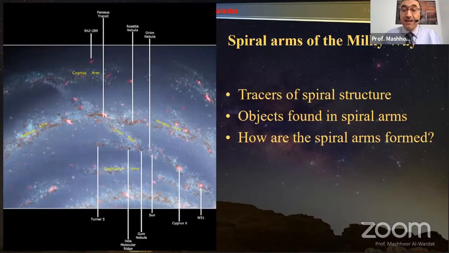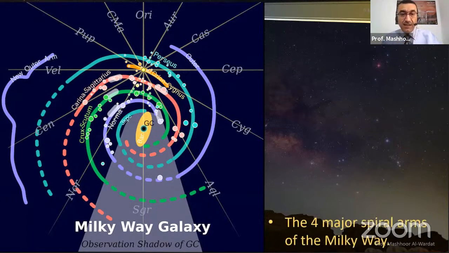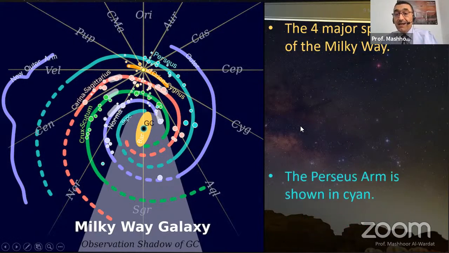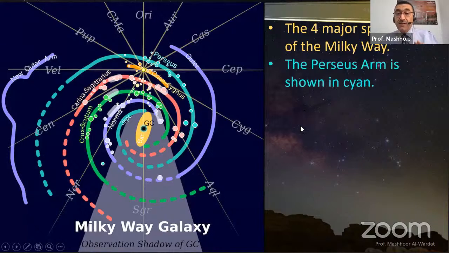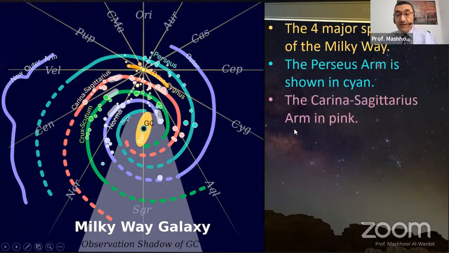What about the spiral arms of the Milky Way? We have mainly four spiral arms, but we have other arms. We have the main and the secondary. And we have the bar here, and we have the galactic center. So the four major spiral arms: the Perseus arm is as shown. This is the same color. This one, you can see it, Scutum-Centaurus. The Carina-Sagittarius arm in pink. Where's Carina? This one, Carina, yeah, this one.